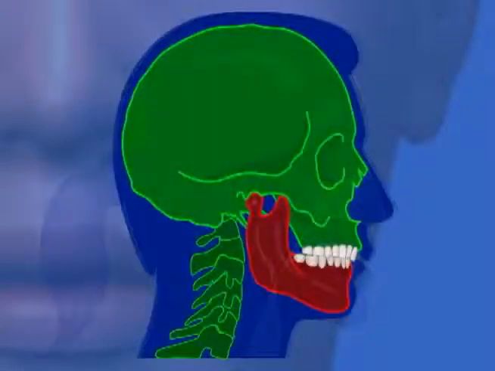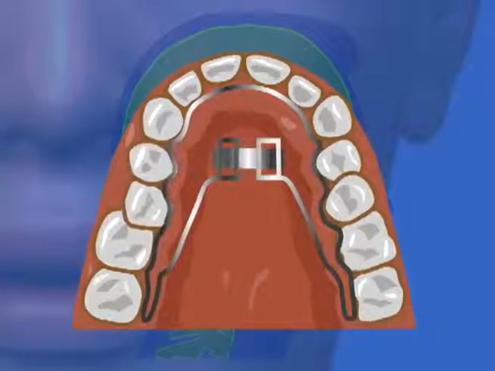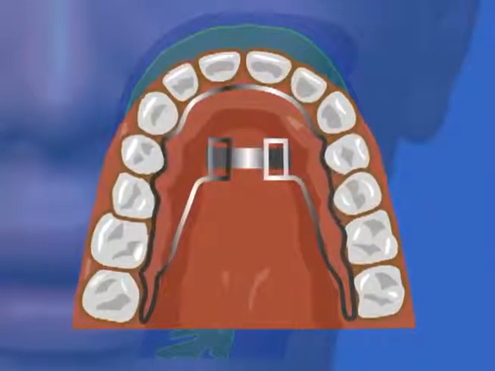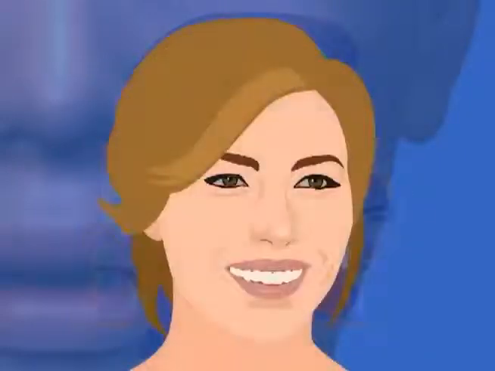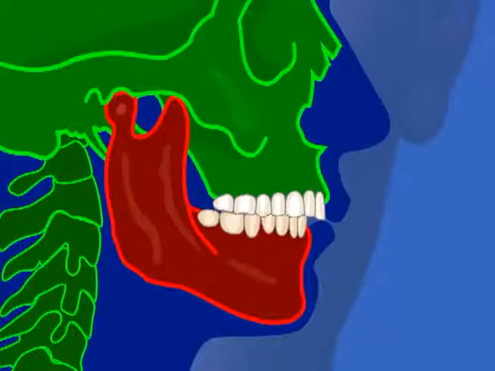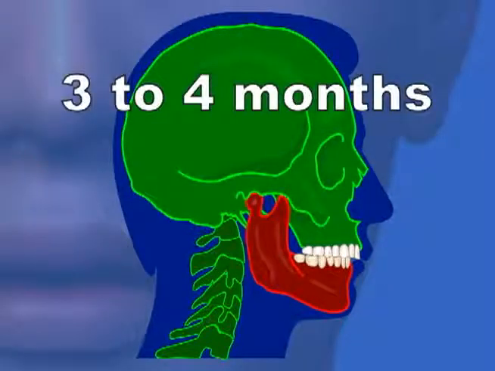When I see this type of situation, I typically begin by expanding the arches with a fixed expansion appliance, which can be worn comfortably. What does this do? It creates room for the crowded teeth to fit. It also broadens the smile. As we advance the upper front teeth and bone, it also allows for increased tongue space. This appliance is typically worn for 3 to 4 months.